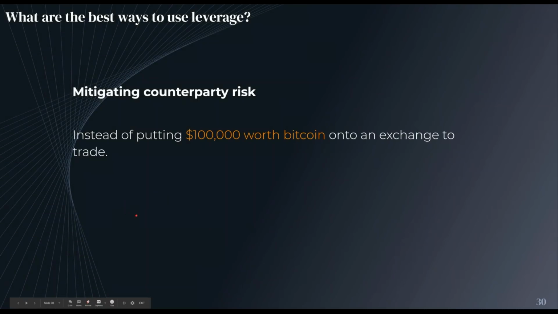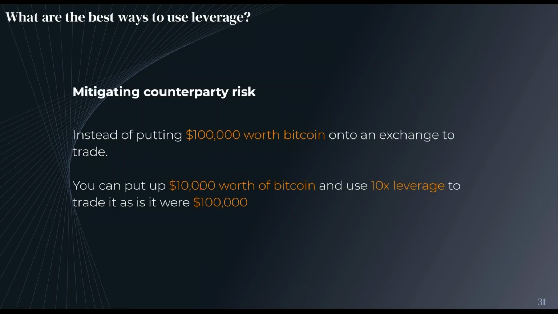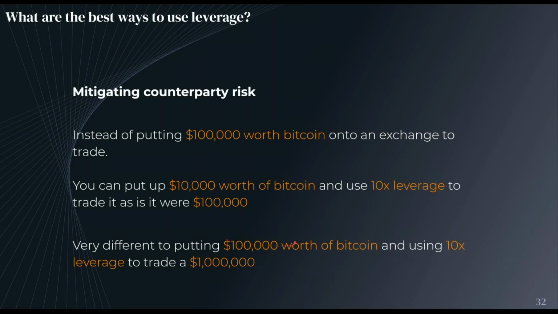Mitigating counterparty risk. Instead of putting $100,000 worth of Bitcoin onto an exchange to trade a $100,000 portfolio, what you can do instead is only put up $10,000 worth of your Bitcoin and then use 10x leverage to trade it as if it were a 100k portfolio. This is no different to trading a 100k portfolio, but only $10,000 of your Bitcoin is on the exchange and at risk. So this is very different to how people normally use leverage, and that is they'll take their $100,000 worth of Bitcoin and use 10x leverage to trade it as if it were $1 million. So there's a big difference between the two.